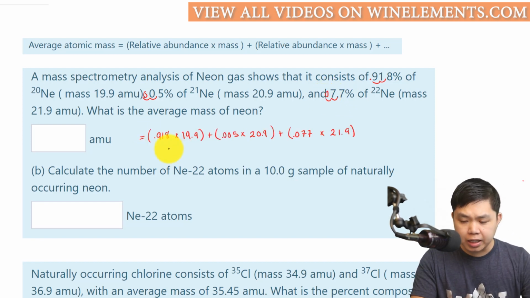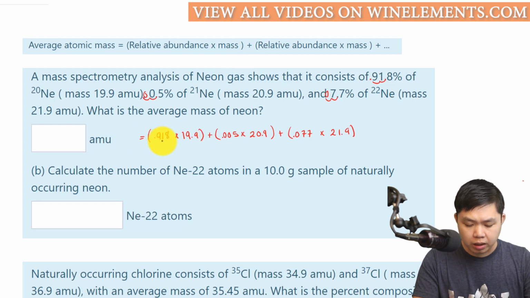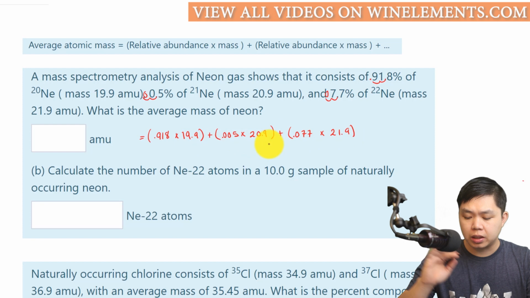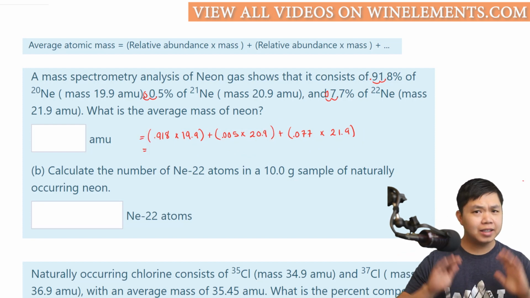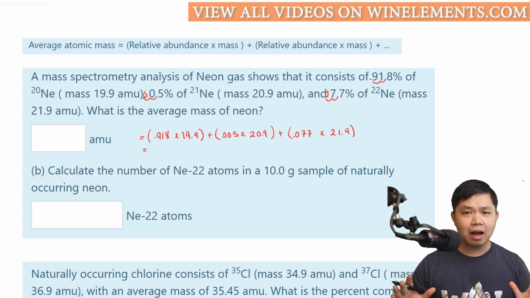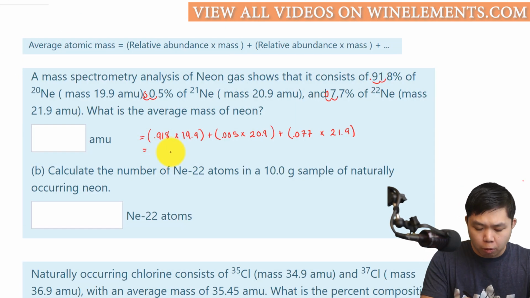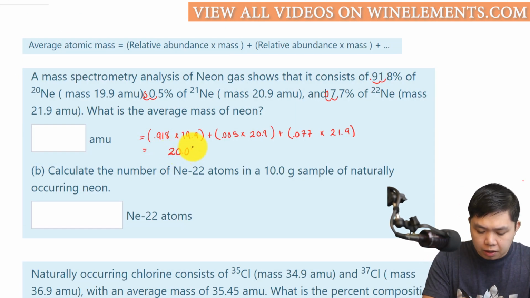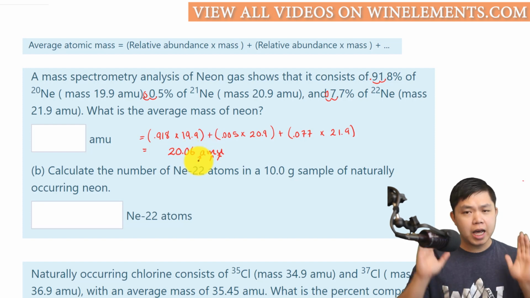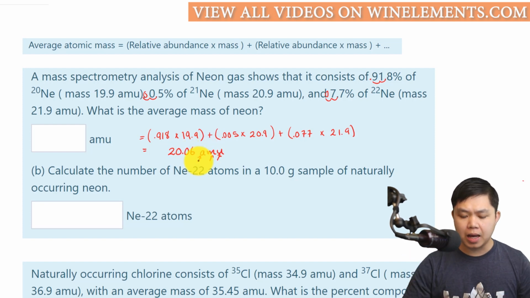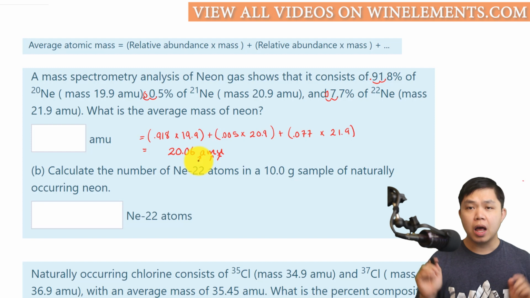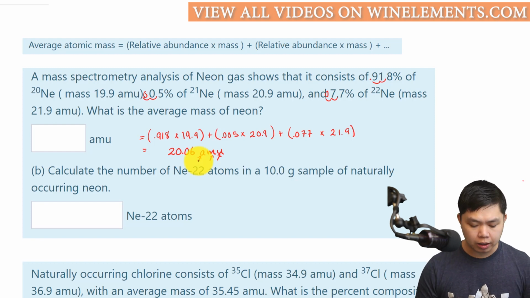Now let's plug in our formula. Here's the relative abundance times its mass, and I continue to do it for the rest of the other isotopes as well. And the next step is just to plug everything into the calculator to calculate our answer. And it turned out to be 20.06 AMU. And AMU again is atomic mass unit, and this is the average atomic mass for neon.